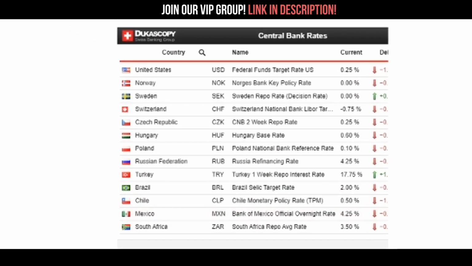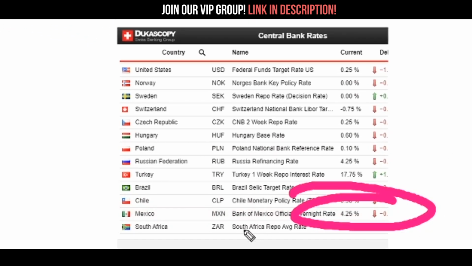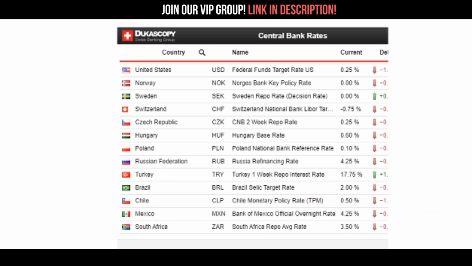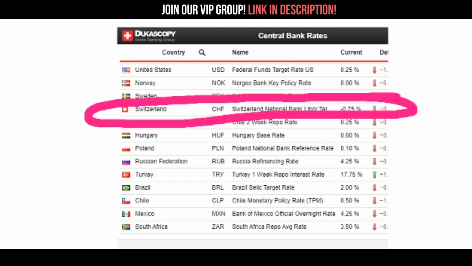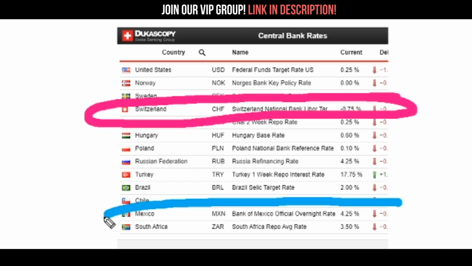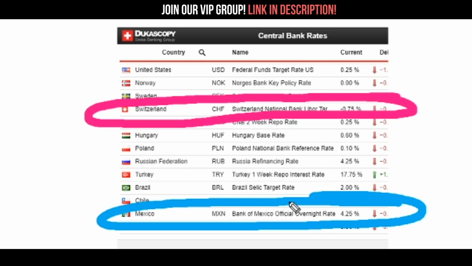Here's the Mexican peso right now paying 4.25%, okay? If we were to, for the sake of example, short the Swiss franc and go buy the Mexican peso, I don't even know if that's a currency pair available to trade, but just as an example, there would be a pretty decent split there and probably a nice payout in terms of the carry trade.